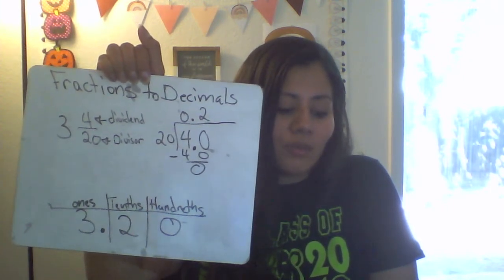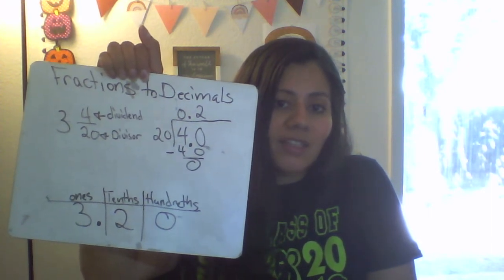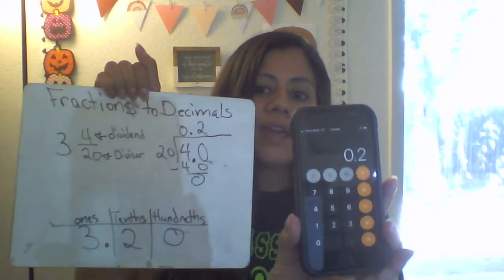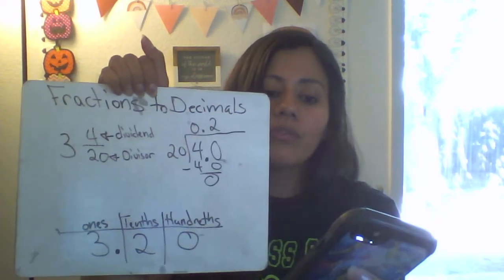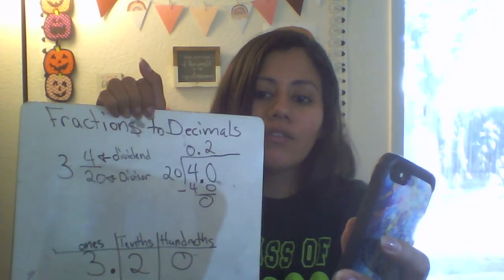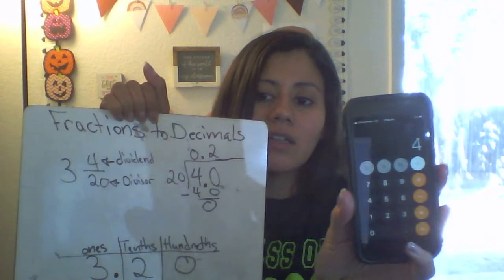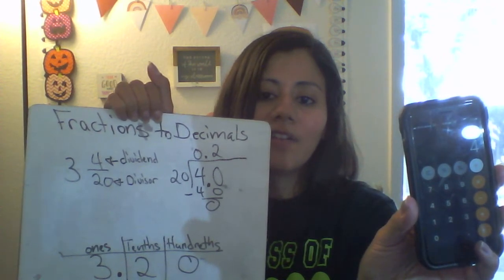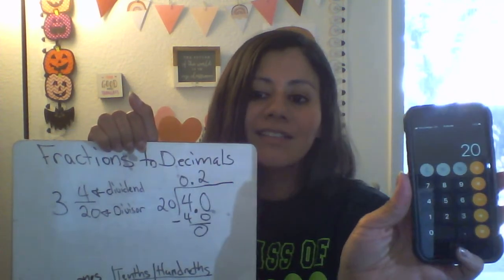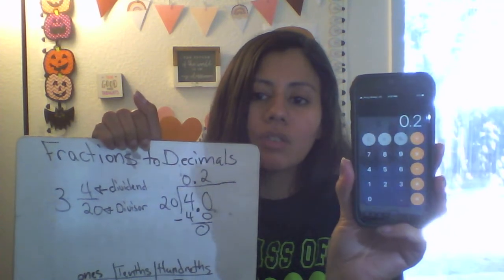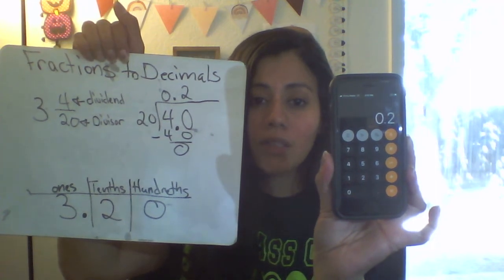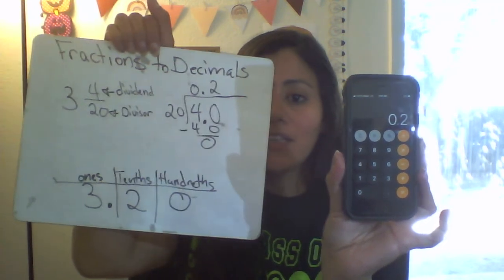So if I were to check that, I would put 4 divided by 20, and you get 0.2. If you want to see how I did that with a calculator, I typed 4 divided by 20, equals 0.2. So you're dividing the top number by the bottom number. So the divisor is the bottom, the dividend is the top.